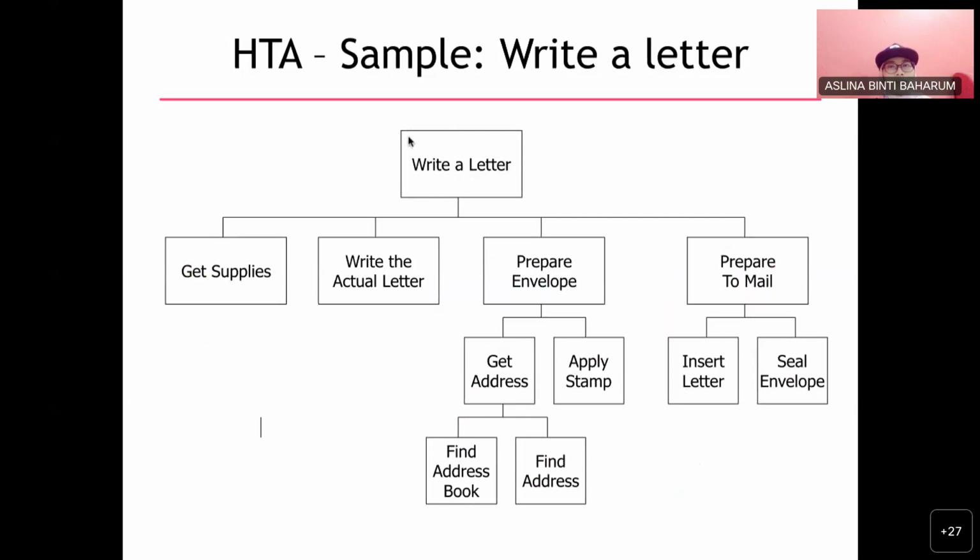This is a HTA for write a letter. To write a letter, first get supplier, write the actual letter, prepare envelope, and then prepare to mail. Prepare envelope, you need to get address, you need to apply a stamp. To get an address, you need to find address book and you need to find address. Prepare a mail, you need to insert letter and then seal the envelope.